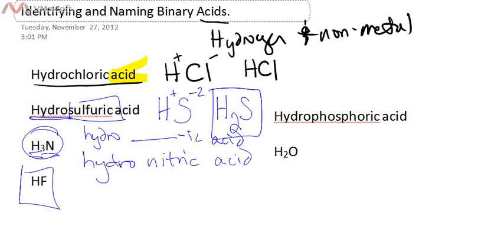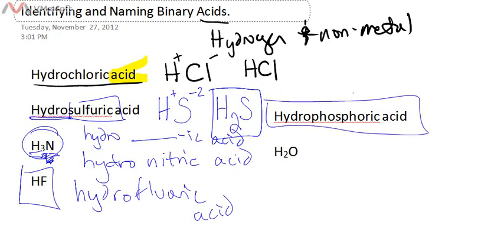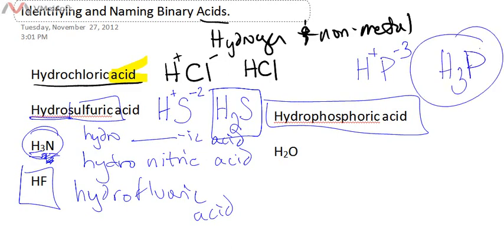Right? What about this guy? Oh, and do we need to deal with this? Nah, it's sort of in there already. This would be hydrofluoric acid. Now what about hydrophosphoric acid? Well, what do you think? Hydrogen with its +1 charge, phosphorus with its -3 charge, so the formula for that is going to be H3P.